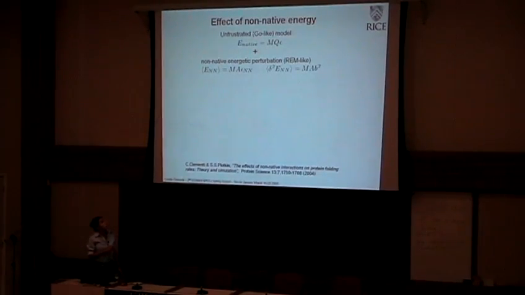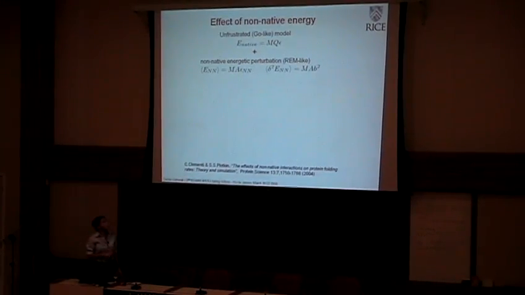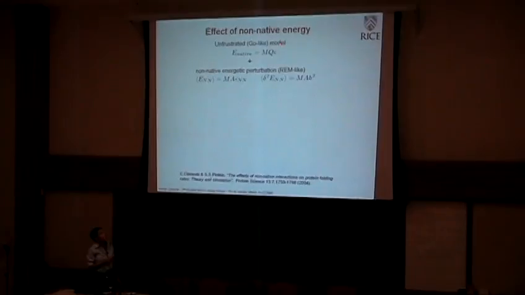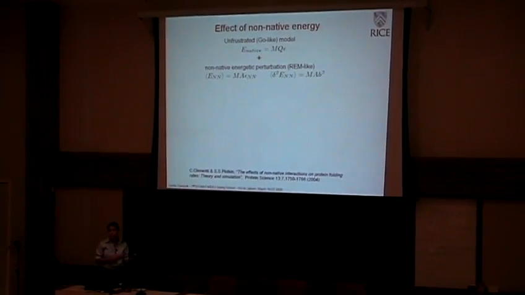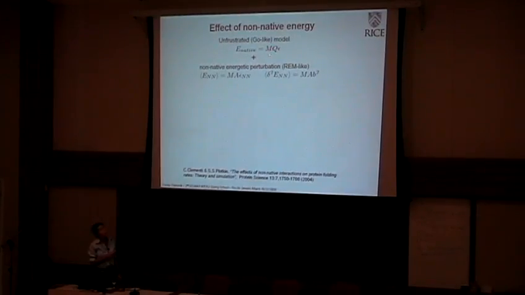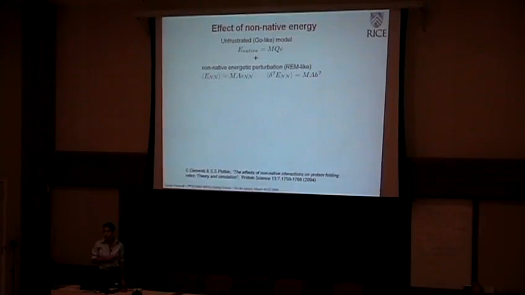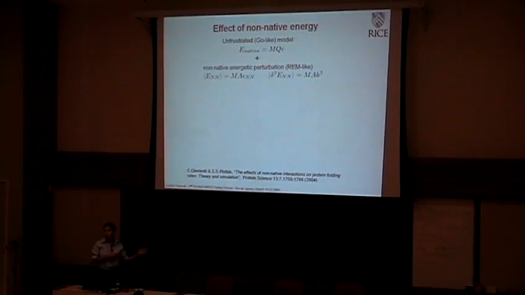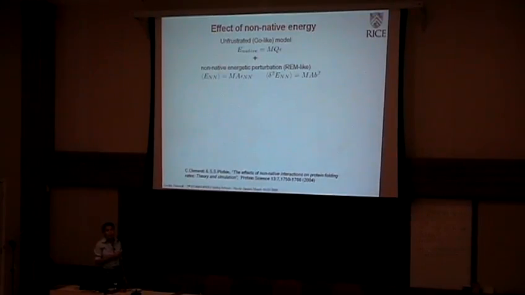What we do in a structure-based Go-like model is consider only native interactions, which are quantified by this parameter Q, the fraction of native interactions in a given structure. The energy scale is given by the parameter epsilon, the average energy per contact, and we assume there is a maximum M of contacts that can be formed in the native state. Q can go from 0 to 1. We can introduce back some non-native energy using the random energy model kind of approach as a perturbation.